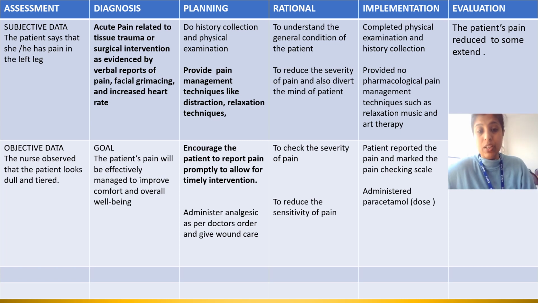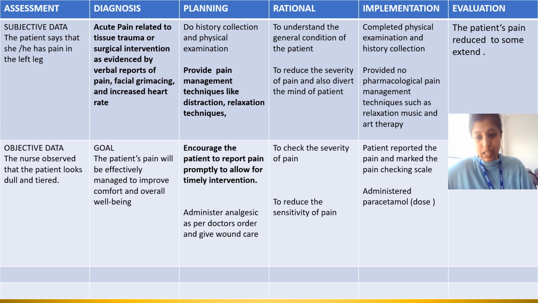Then encourage the patient to report pain promptly to allow for timely intervention. So that is another plan. The rationale is to check the severity of the pain. Then in implementation, the patient reported pain and it was marked on the pain rating scale, or whatever is there you can write in that, or just you can write the patient reported the pain as soon as he or she experienced pain.